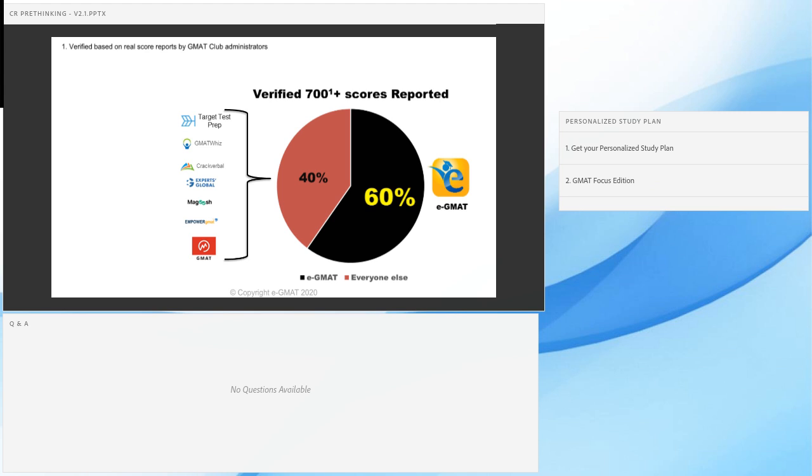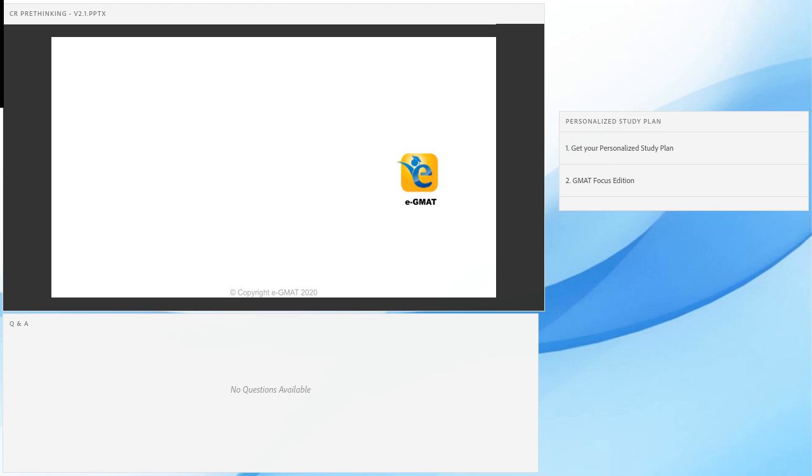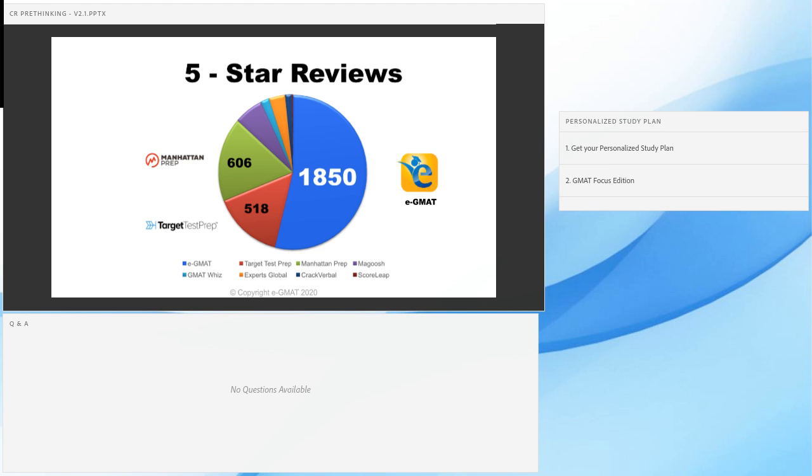And this is something you can really go back and verify. GMAT Club does a really good job of organizing these scores in a chronological order, so you can go verify that as well. Also, with regards to quant, a lot of people know us for verbal. We've accounted for a major chunk of Q49 or higher scores, as well as when it comes to 5-star reviews, we have more 5-star reviews than anyone else does.